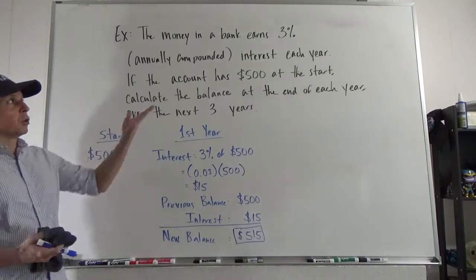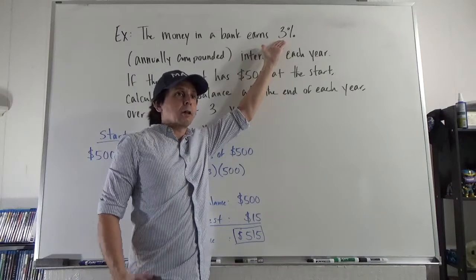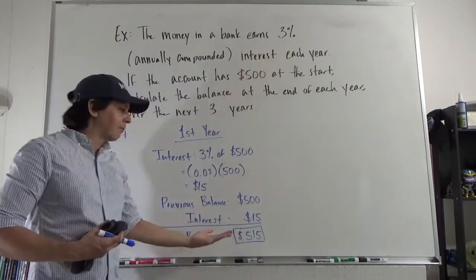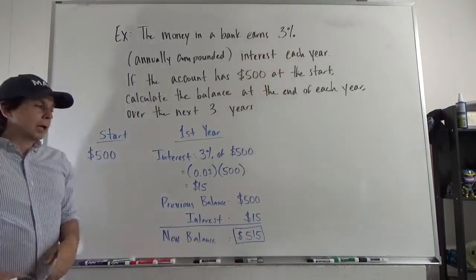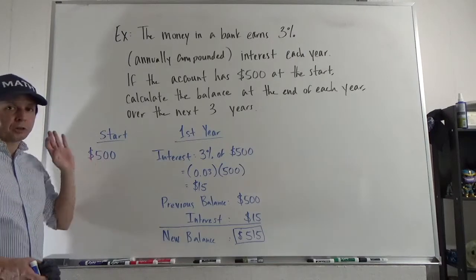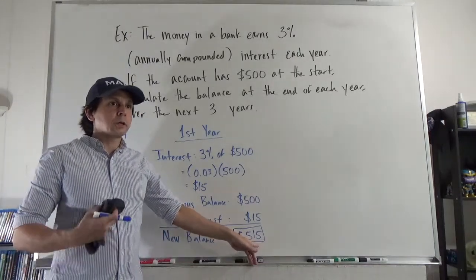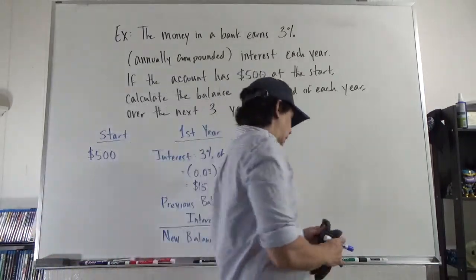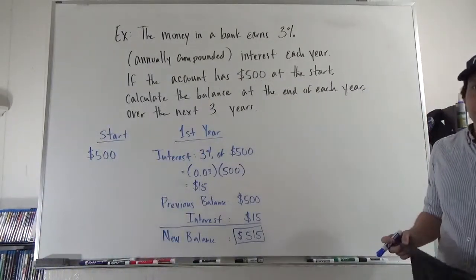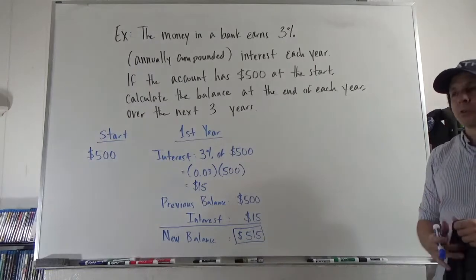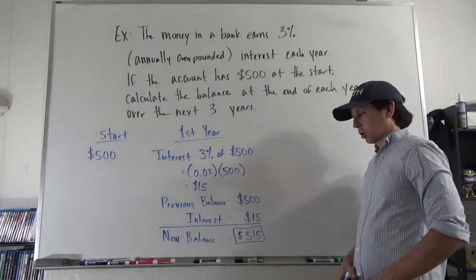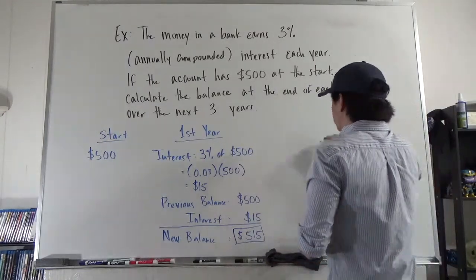Because what happens is you're earning 3% interest on the money you have in your account, and you now have $515. So not only do you earn interest on this $500 that you're keeping in there, you're earning interest on the extra $15 as well, so you're earning interest on your interest. That term of earning interest on interest is compounding, where that's coming from. And again, we'll talk about that in more detail in the future. But for now, let's move on to year 2.